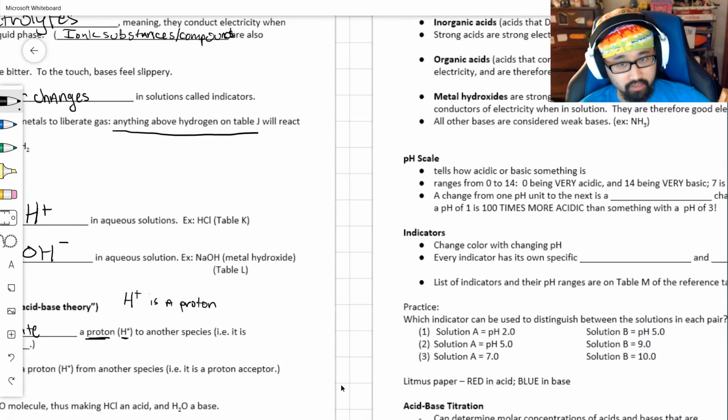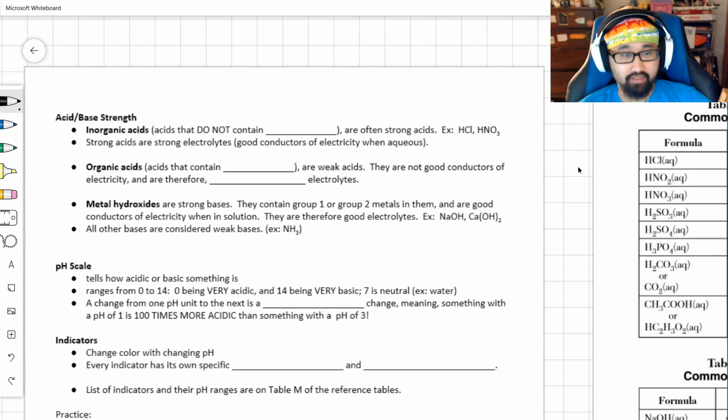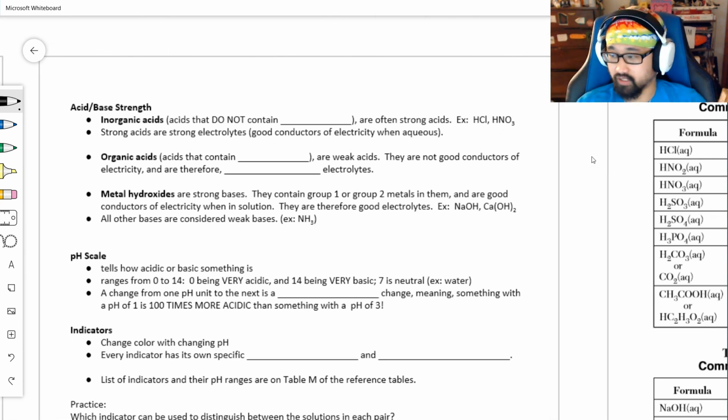Alright, moving right along. We'll keep going. The strength of an acid or the strength of a base, you might be wondering, how the heck am I supposed to tell if this acid is strong or not? Well, there are two very simple rules. There's one rule for acids and there's one rule for bases. And if you keep track of those rules, you will know, okay, this is strong or this is weak.